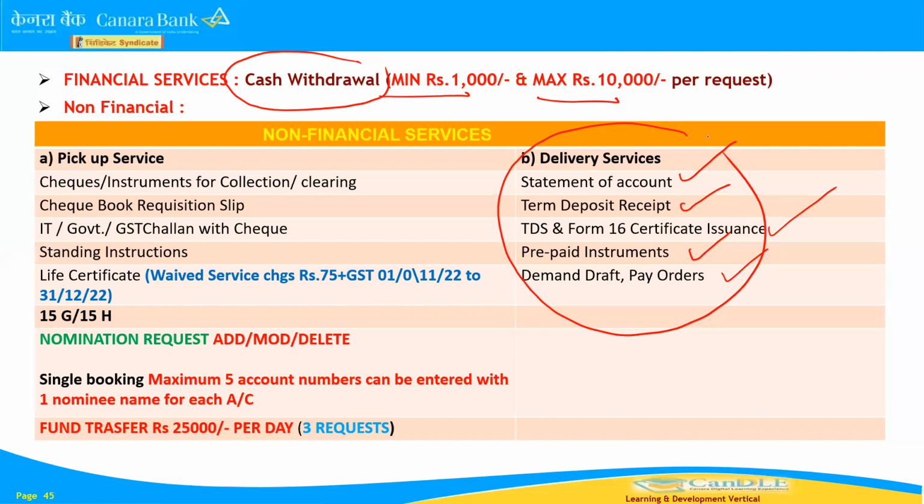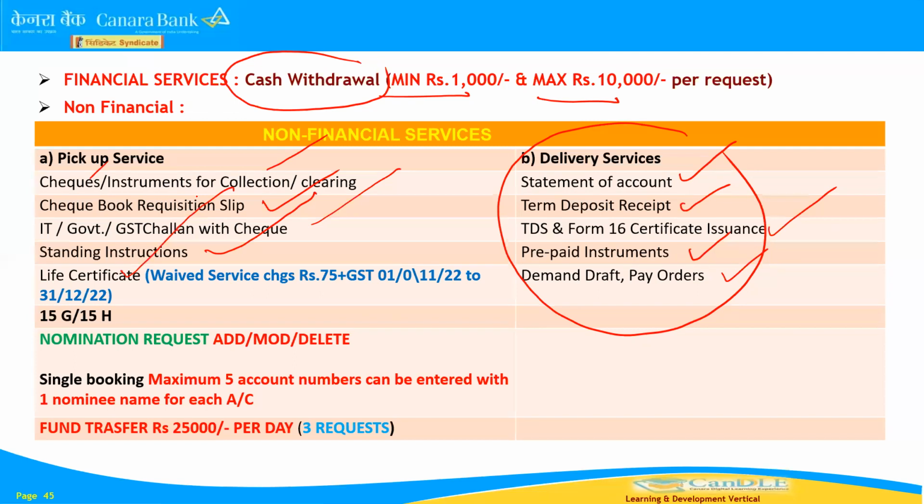Then pickup. Here pickup. Cheques. Sir, I have a collection cheque. I have a 1 lakh cheque. Please come and collect. Instruments for collection. Checkbook requisitions. Please take a checkbook requisition. Give me cheques. Income tax challans. GST challans with cheque. Standing instructions. Life certificate. Very important. Pensioners can use this.